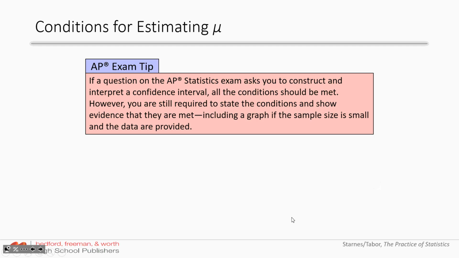Okay, so all the conditions need to be met when you're doing a confidence interval and then later on when we're doing a hypothesis test. So you need to check SRS, you need to check the 10% condition, and you need to show a graph if your sample size is small. You'll see what I mean.